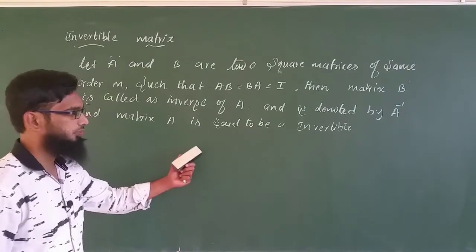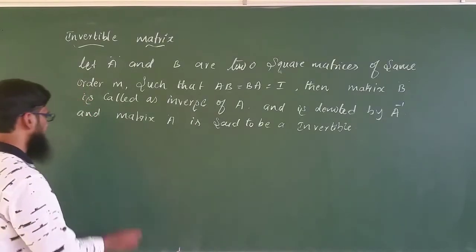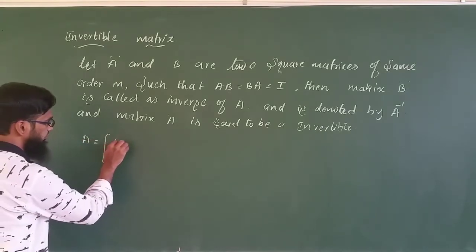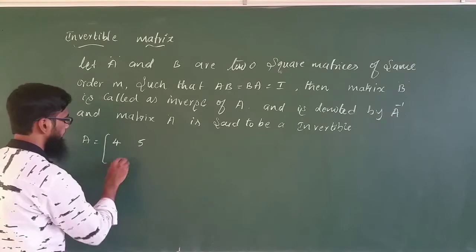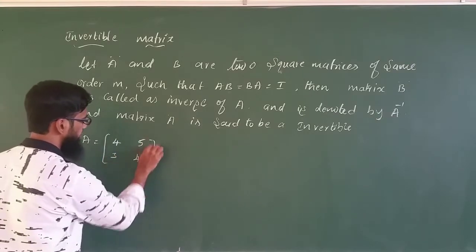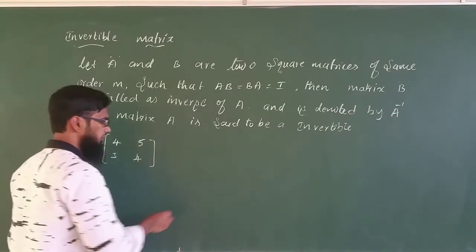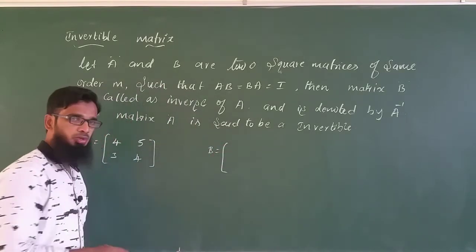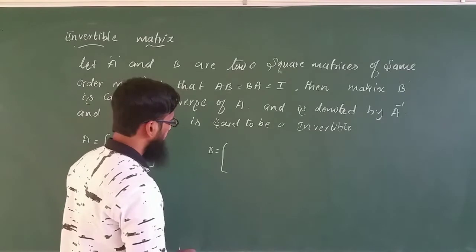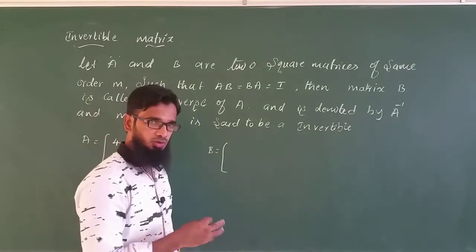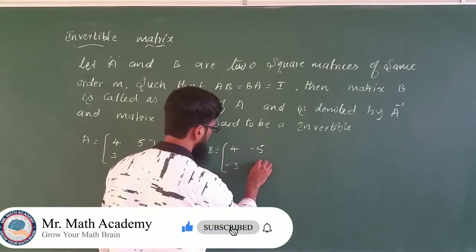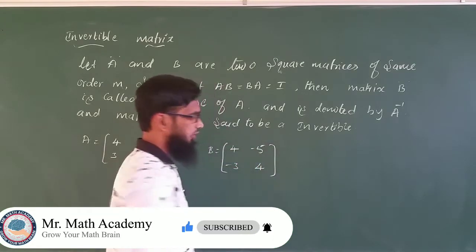With the help of an example, let's look into this. Suppose I have a matrix A equal to 4, 5, 3, 4. This is the matrix A I am considering, a 2 cross 2 order matrix. Now consider a matrix B of the same order, 4, minus 5, minus 3, 4. So this is also a 2 cross 2 matrix.